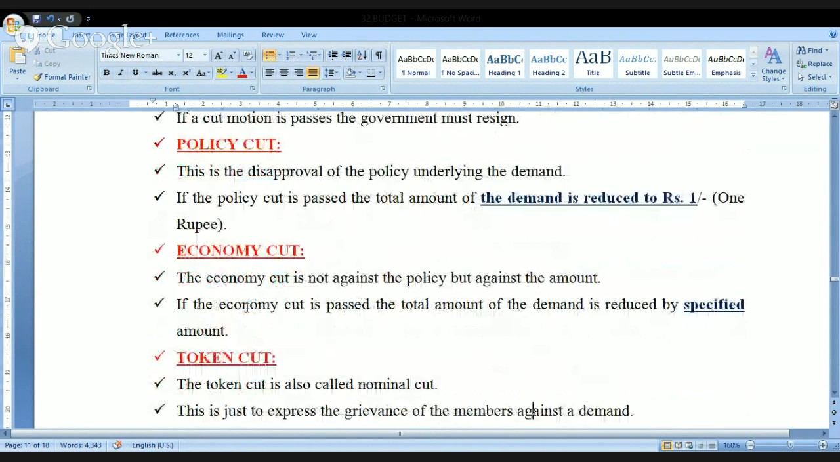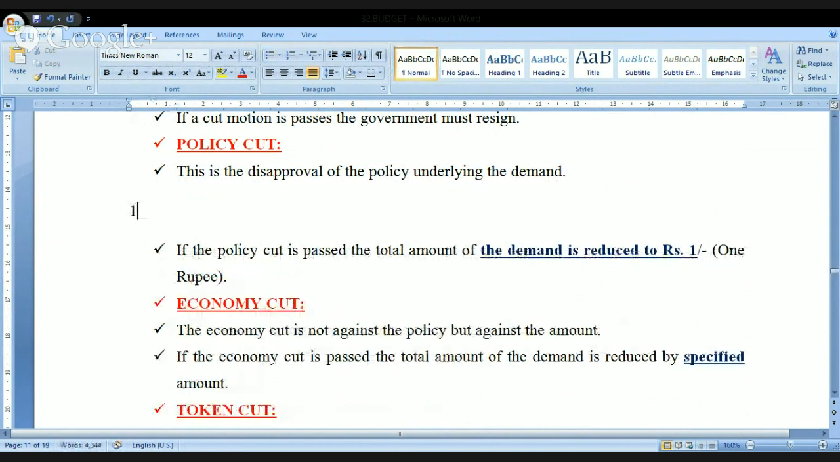Policy cut, what do you mean by this? If you look at the name itself, the policy itself is being cut. This is the disapproval of the policy underlying the demand. What do you mean by this? Say, for example, the government wants to spend 1,000 rupees, 1,000 crores. Say, for example, crores. And this is the demand. 1,000 crores is the demand. And behind this demand, you need to have a policy. That's the reason why the government says that it will be spending 1,000 crores to control swine flu. Meaning 1,000 crores is the demand, and behind that demand, there should be a policy. If there is no policy, there should be no demand. If there is a demand, every demand should have a policy behind this.